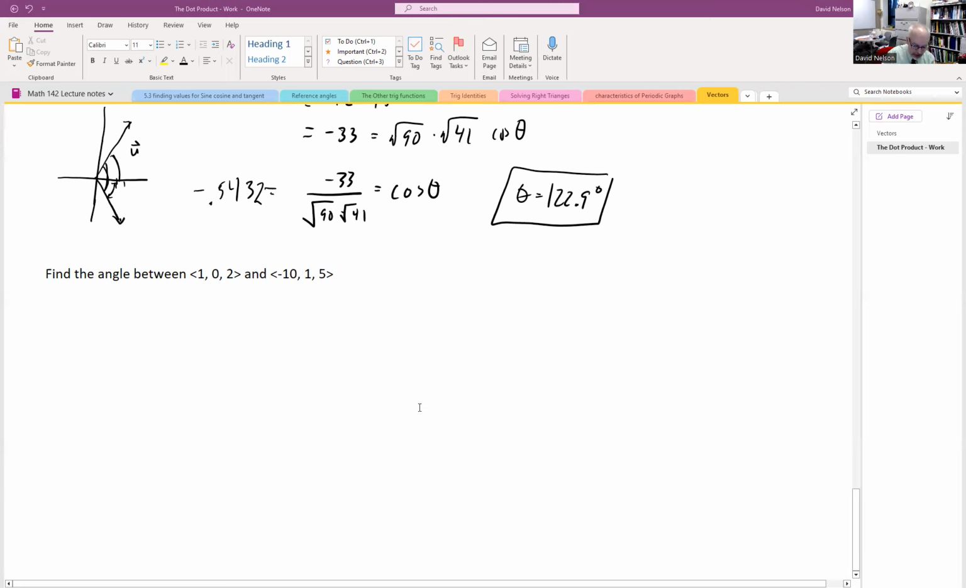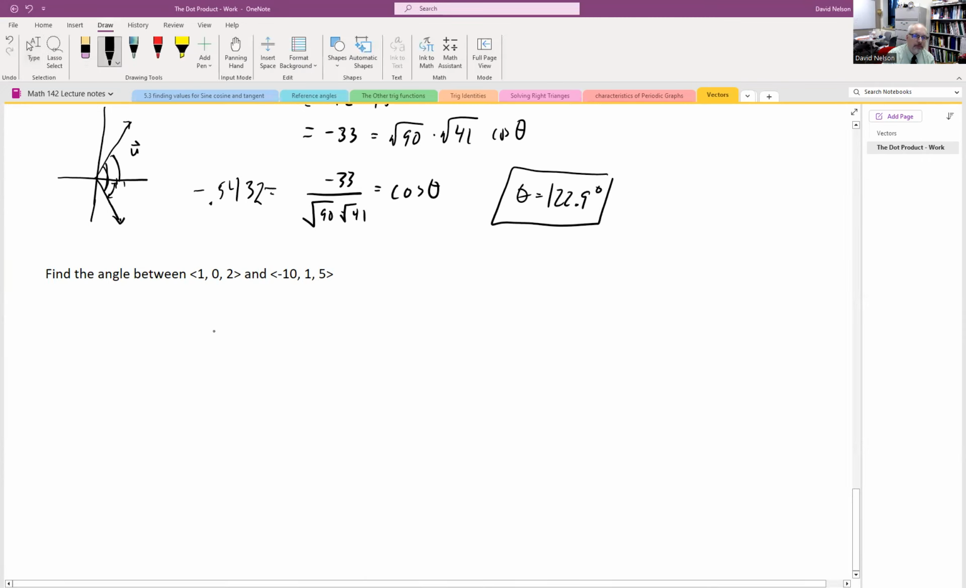But we do the same kind of thing. We know that if you've got the vectors u and v, if I call this the vector u and this the vector v, I know that I'm going to find u dotted with v 2 different ways. One way is I know it's the magnitude of u times the magnitude of v times cosine of theta. And the other way is to do it with the component forms.